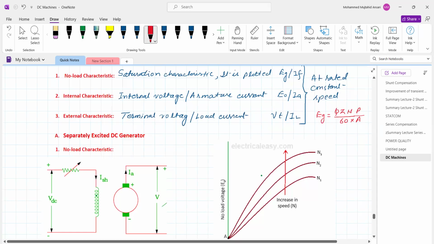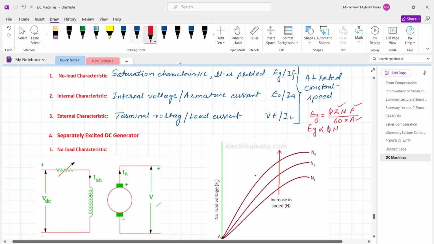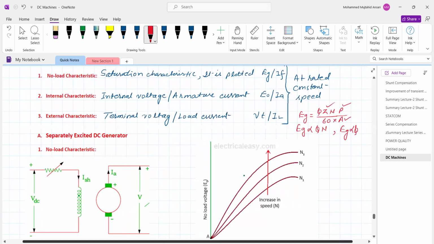Now out of this, these parameters, Z, the total number of conductors, once we design the generator, remain constant. Number of poles remains constant, number of armature parallel paths remains constant. So we can say that EMF generated is directly proportional to flux into speed. In more general, the EMF generated EG at constant speed, because we are going to conduct this test at constant speed, is directly proportional to flux.